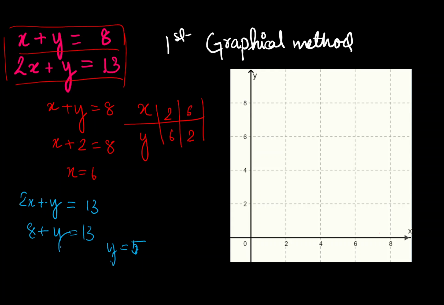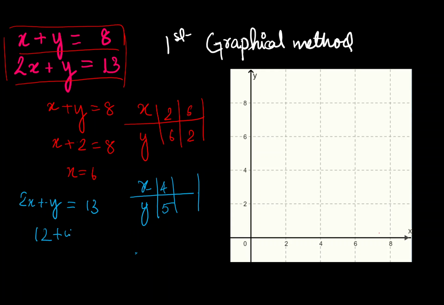Then I'll make the graph again. So if my x is 4, I get y as 5. Now let us consider another value for x. Say we take x as 6 this time. 2 sixes are 12, and I have a plus y equals 13. Now you might already have guessed, I get my y as 1. So now x is 6 and y is 1.